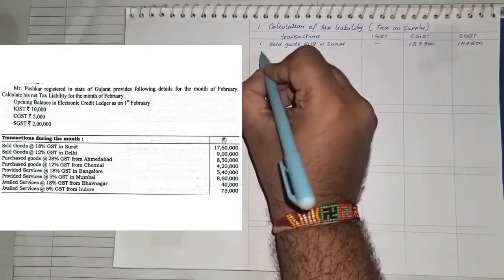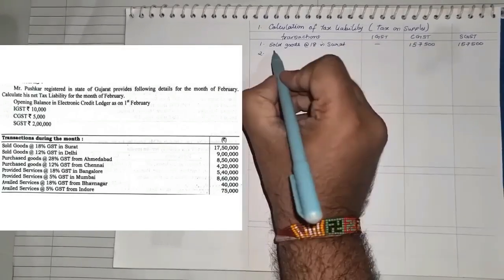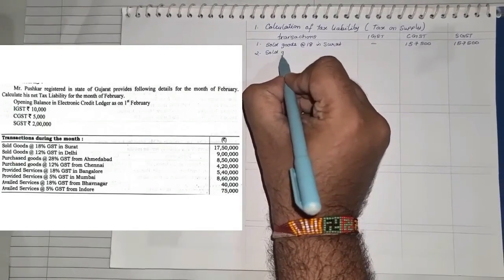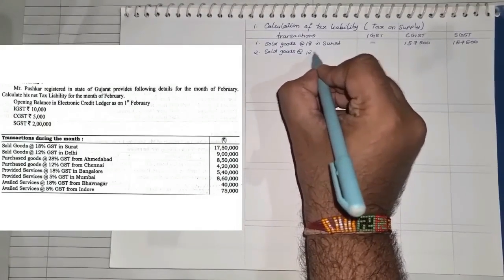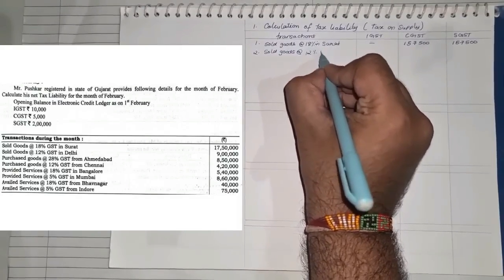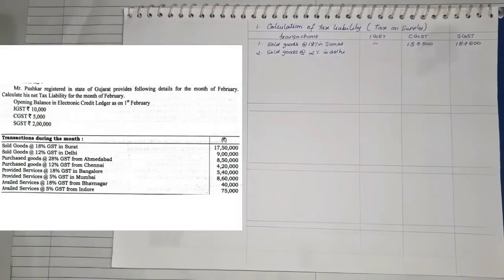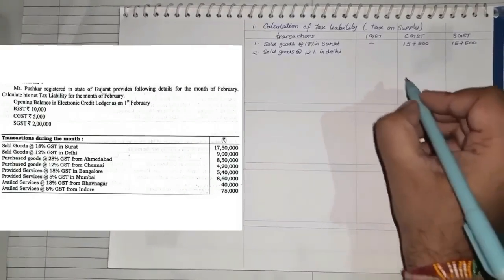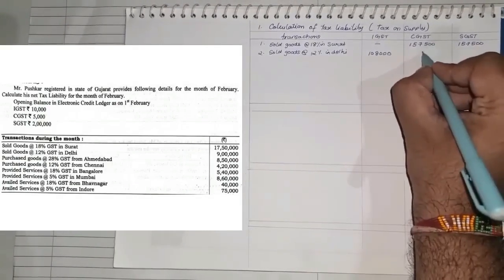Second, there are other goods that have been sold at the rate of 12% in Delhi. The value is 9 lakhs. So I'll write here: sold goods at the rate of 12% in Delhi. 9 lakh into 12% is 1,08,000. The entire thing will go in IGST because Delhi and Gujarat are two different states.